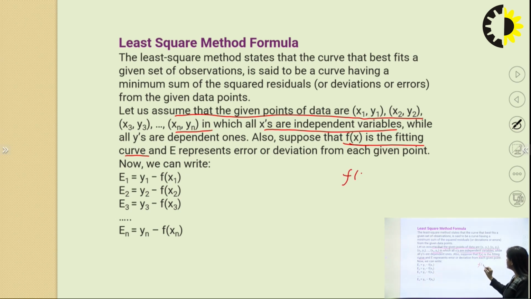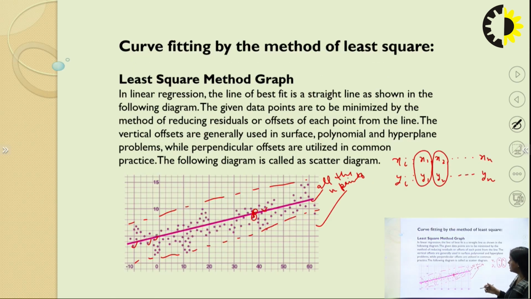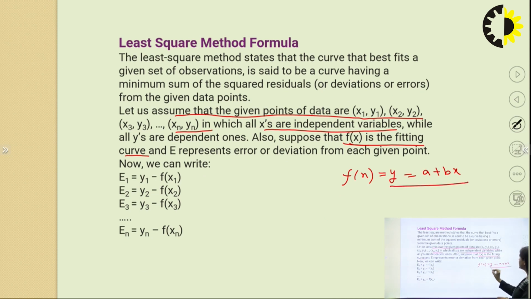f(x) gives us the equation of the line, which we can say is y = a + bx. If we get a general idea that all the points lie near a straight line, then the best fit of these points is a straight line. So, if we take a straight line, then f(x), which is always y, is equal to a + bx. Or if we have some exponential graph, or some second degree parabola graph, then f(x) becomes the equation of that particular curve.